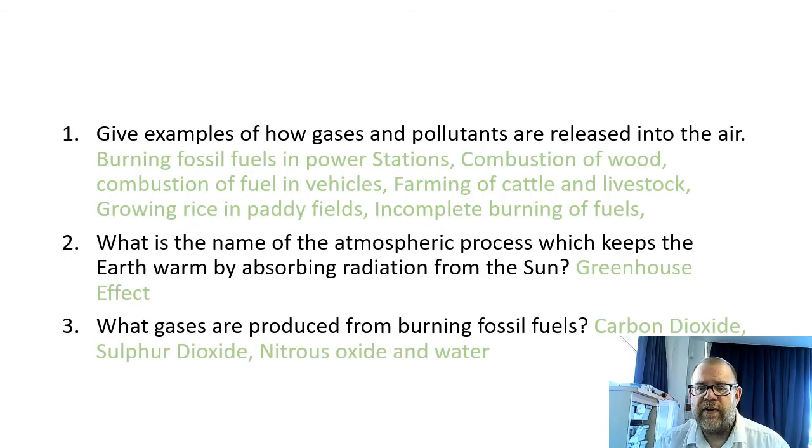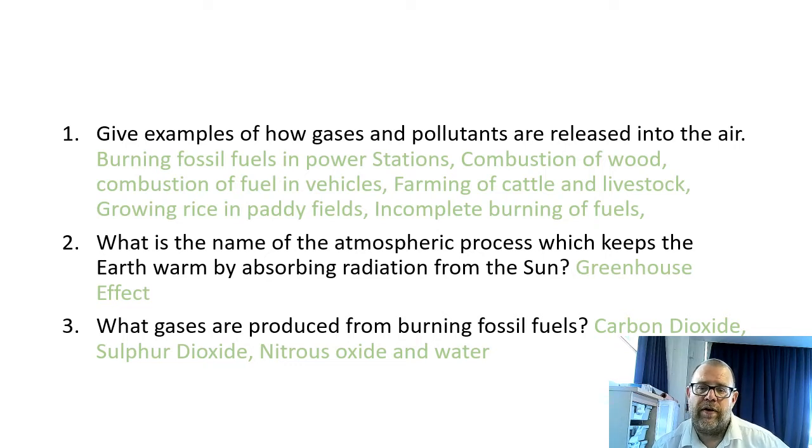So here, give examples of how gases and pollutants are released into the air. So burning fossil fuels in power stations, combustion of wood. That particularly links back to the carbon cycle, and when we're talking about deforestation. Combustion of fuel in vehicles, so that could be petrol, diesel. Farming of cattle and livestock. Remember, they excrete methane gases. Growing rice in paddy fields, again, methane is being released, and incomplete burning of fuels.